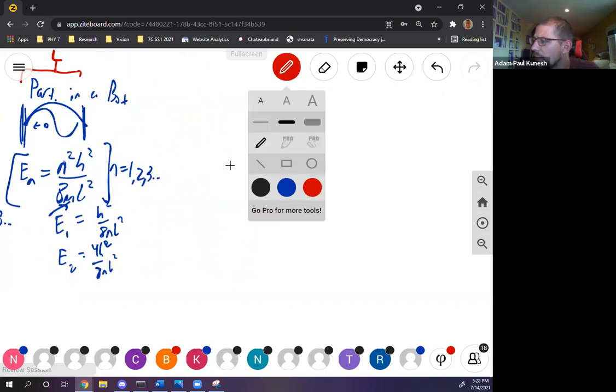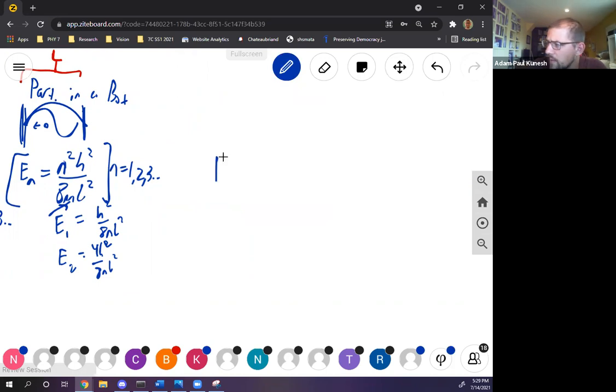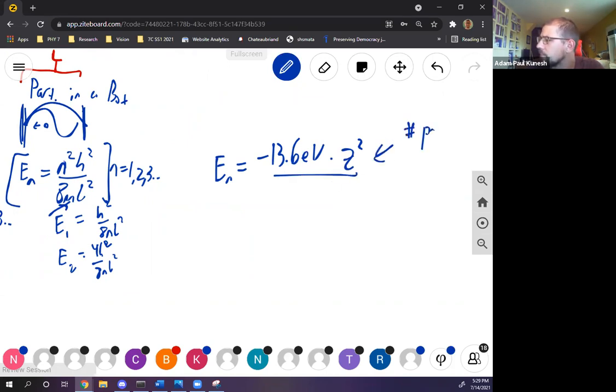Finally, we have a hydrogen atom. The hydrogen atom has energy levels of negative 13.6 eV. That's the binding energy of hydrogen, times Z squared, where Z is the number of protons, divided by N squared, where N is just another index. For this system, N starts at 1.